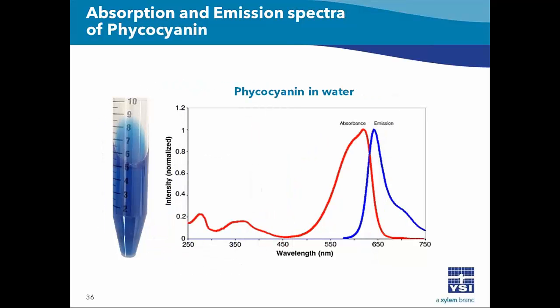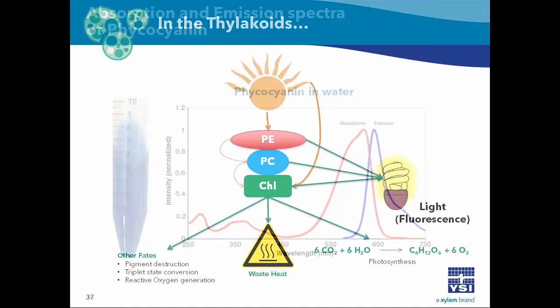Phycocyanin, though, is quite different. Notice that phycocyanin is absorbing light way out here closer to 600 at its peak, and that its absorbance is a really fat peak. It can absorb across a very broad range of wavelengths, but it emits at a slightly different wavelength. And I'm not showing it here, but the same can be said of phycoerythrin. It has a very characteristic absorption and emission spectrum.